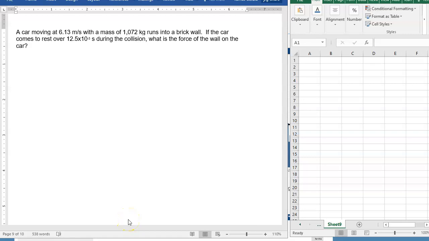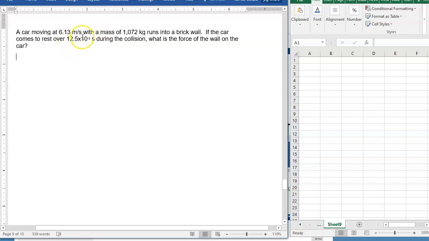In this problem, we have a car that has a mass of 1,072 kilos, moving at 6.13 meters per second, and it runs into a brick wall. If the car comes to rest over a period of time that is 12.5 times 10 to the minus 3 seconds, that's 12.5 milliseconds, what is the force of the wall on the car?